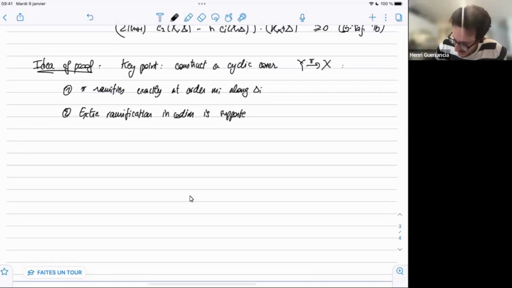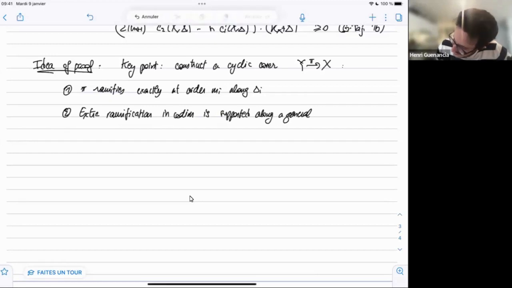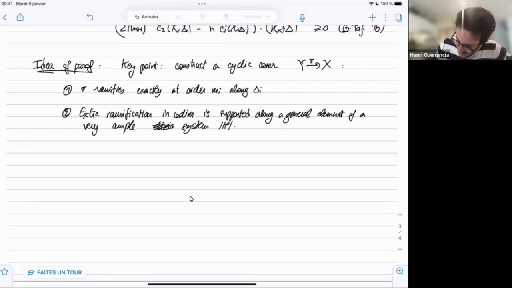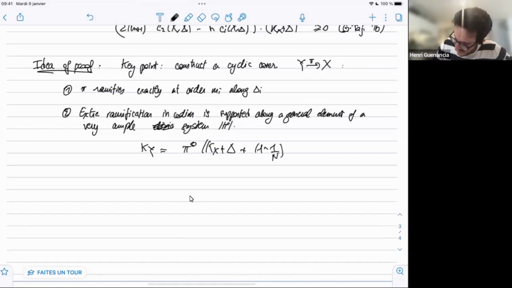along a general element of a very ample divisor H, a very ample system. Okay, and so let n be the ramification order. So I have a cover that will do this. Unfortunately, I have to add ramification, and if n is the order of ramification on H, I have this property. And that implies, since H is very general, that Y is KLT.